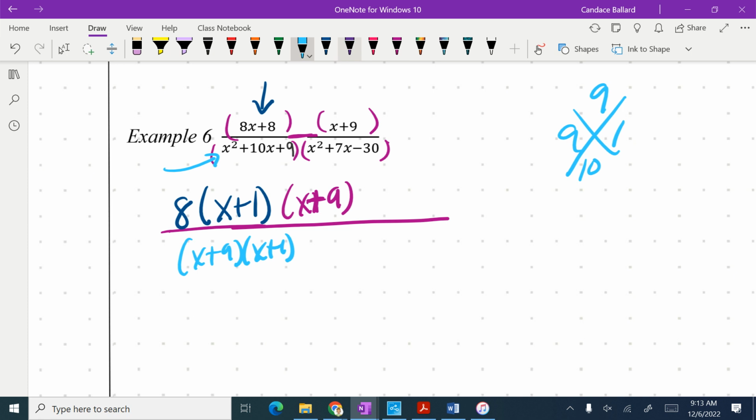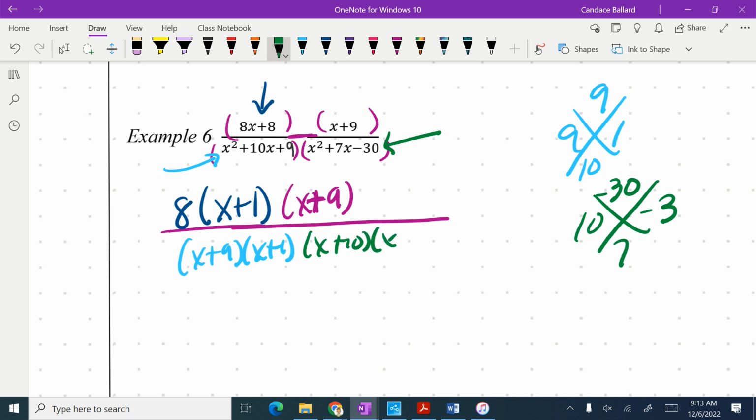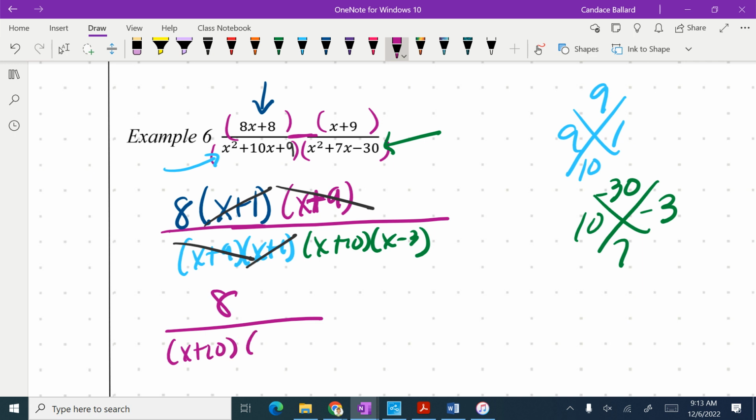All right, what kind of factoring is this one here? Magic x. So two numbers that multiply to negative 30 and add to 7. 10 and negative 3. Good. So x plus 10 times x minus 3. All right, what crosses out for sure? Good. Anything else? No. So we've got 8 over x plus 10 times x minus 3.